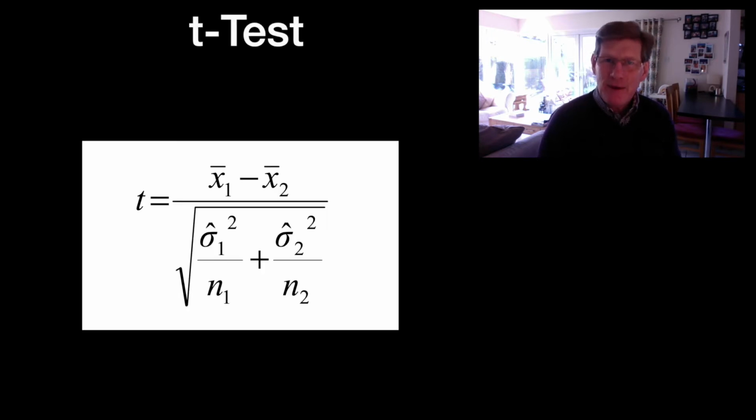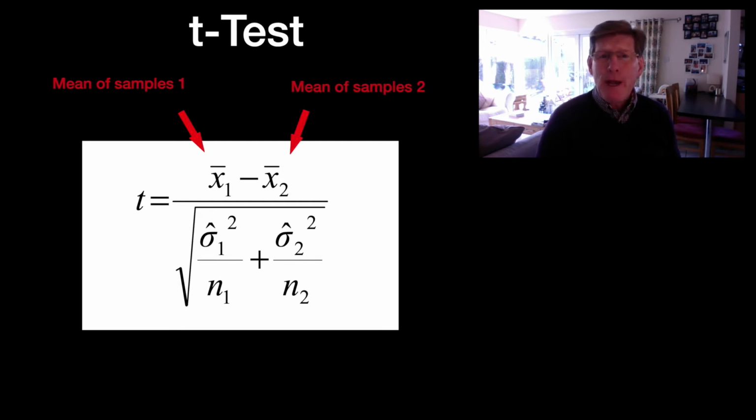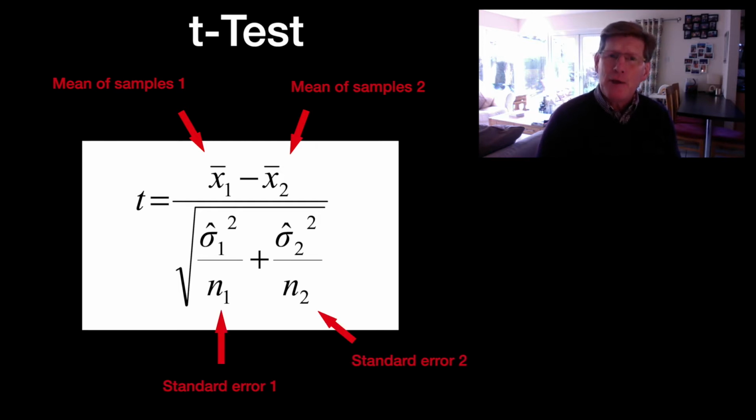What we need is a test. And this test is called the t-test. What it does is it compares the two means of the two samples, but it also looks at the degree of spread of the two samples. In other words, the standard deviation that we looked at in part 2.